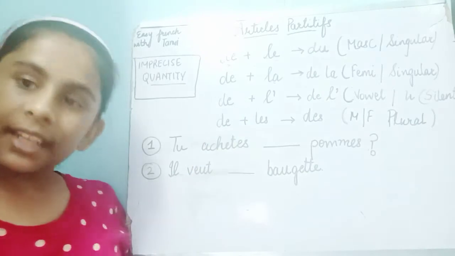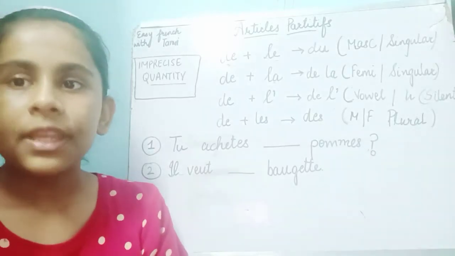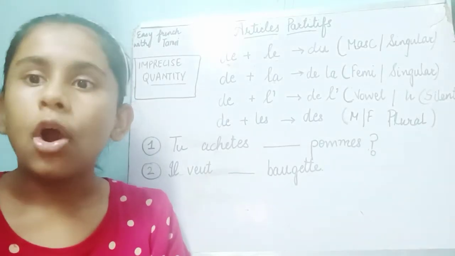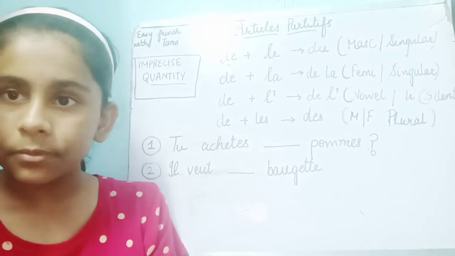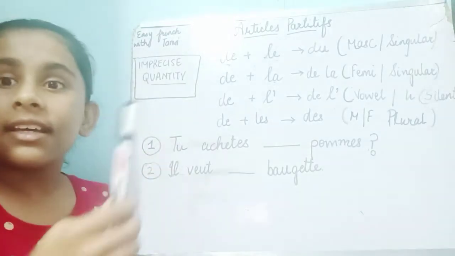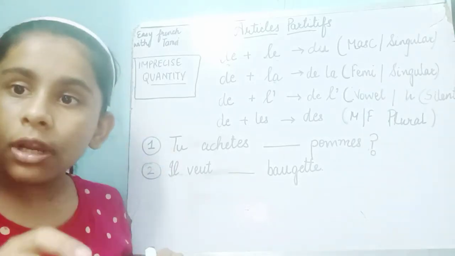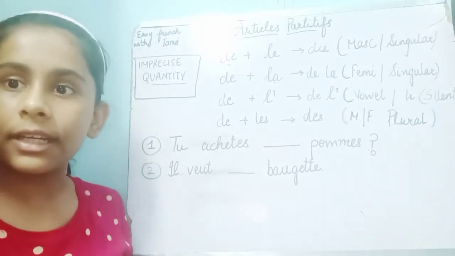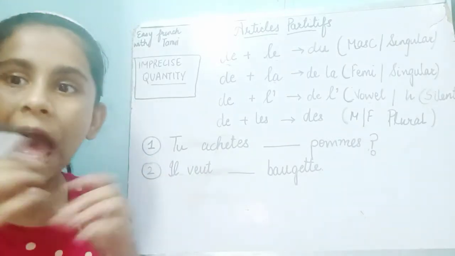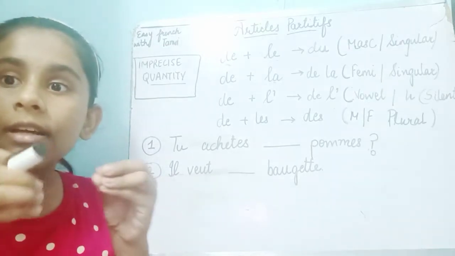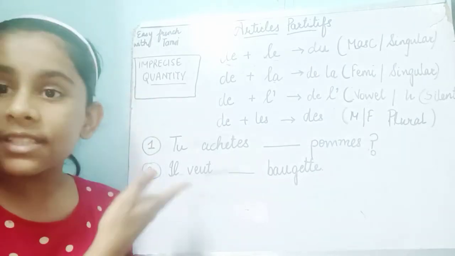The partitive article means an imprecise quantity. For example, I say I have some water, I have some apples, I have some oranges, or give me some chocolate, or anything where we use the word any or some. Imprecise quantity means the quantity is not fixed or particular. Like when we say some water, some food, some oranges, some apples, some chocolate, some milk, the quantity is not fixed or particular, and this is imprecise quantity.